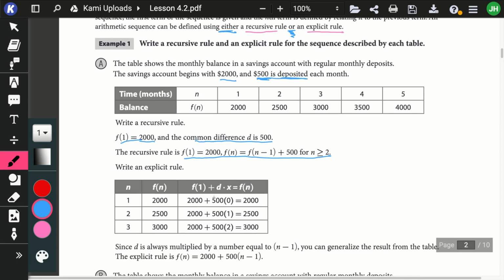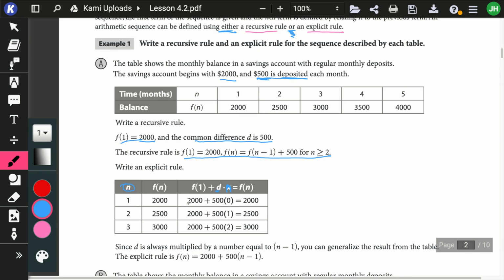So to write an explicit rule, we have to talk about it in terms of f of n, not f of n minus 1, not the previous term. So let's look. F of n here for the first one is 2,000, right? And what is it going to equal? This rule is a given. It's going to equal your start point plus the difference times, this says x, it really should say n, times n, okay, the difference times n. So f of n equals f of 1 plus the difference times n.